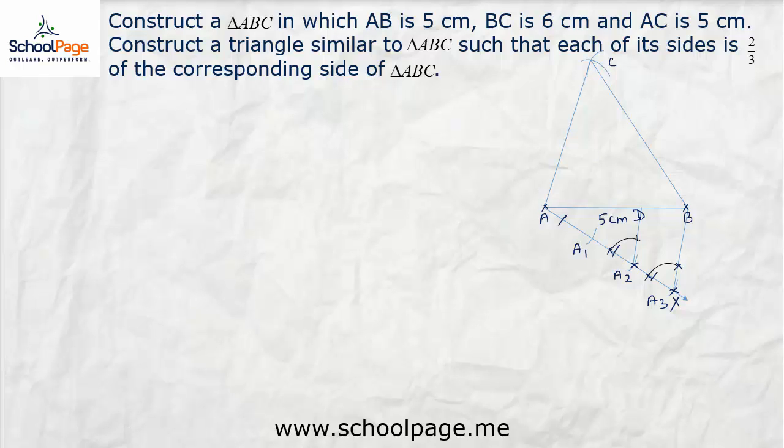We have to now draw a line through D parallel to BC. For this, we again take a convenient radius and cut an arc at the point B. With the same radius and D as center, we cut an arc. We keep the compass at this point and measure this distance. We now keep the compass at this point and cut the arc. Let us join D to the arc and extend it so that it meets AC. Let us mark this point as E.